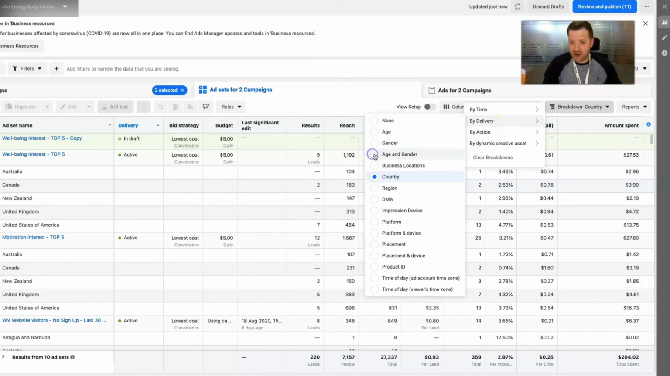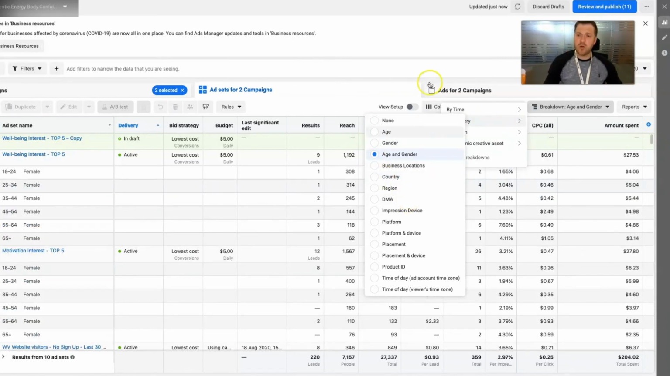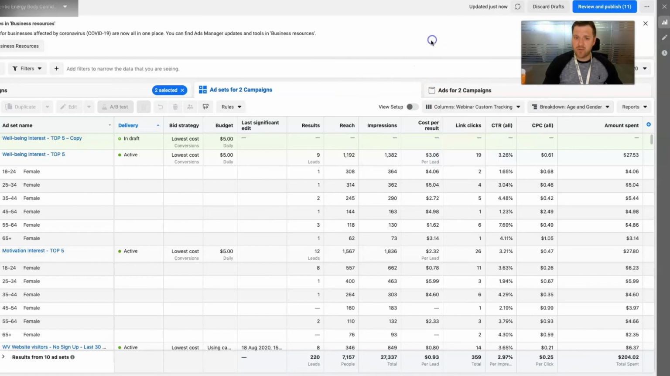Okay. Another way you can break down, what is called horizontal scaling, is by age and gender. So for those of you who may be running, say, a women's yoga class or something, you can see it's targeted. This is female, so we can see where the leads are coming from. We had 1 lead between 18 to 24, female, that cost $4. A lead between 25 to 34, female, $5.